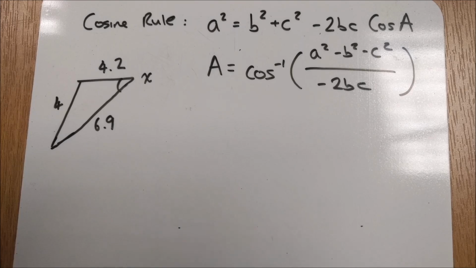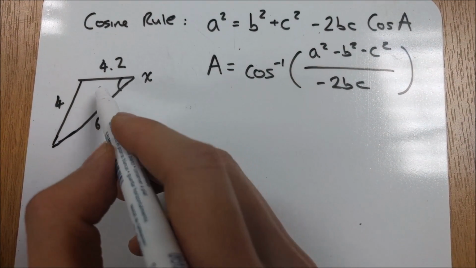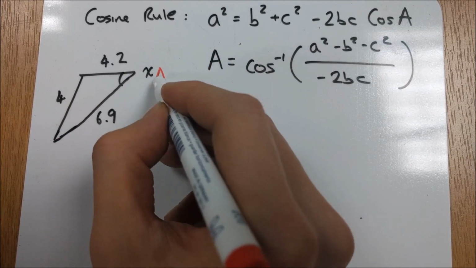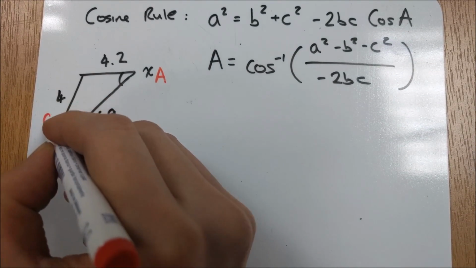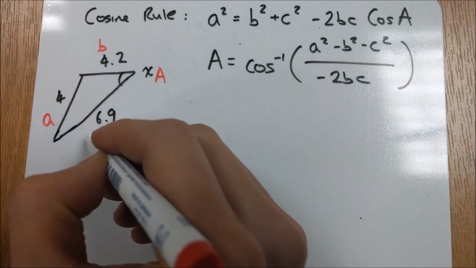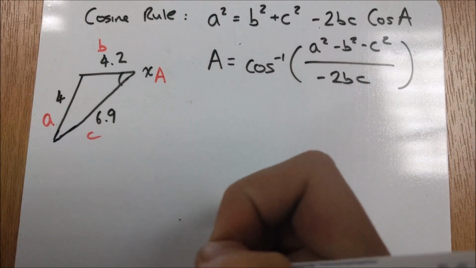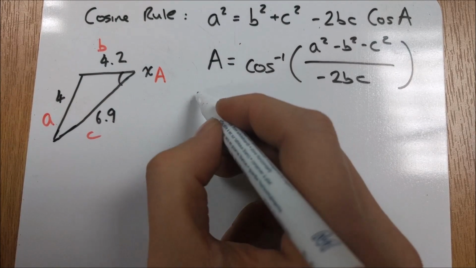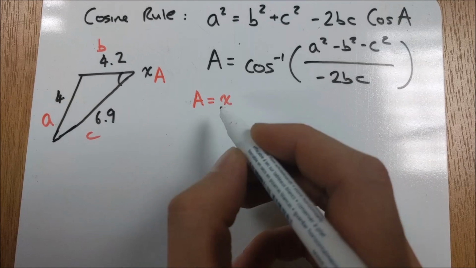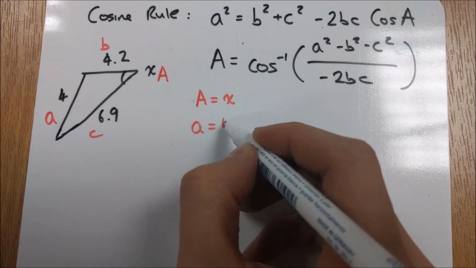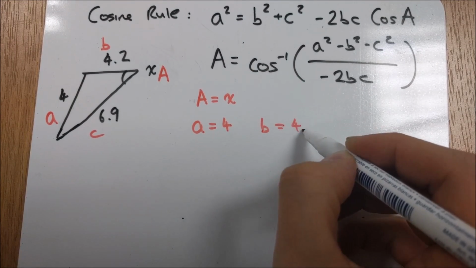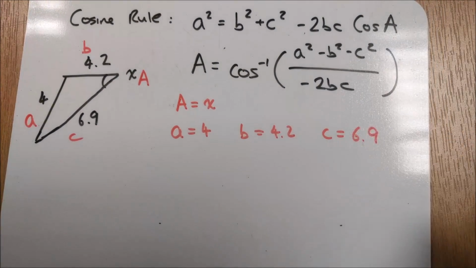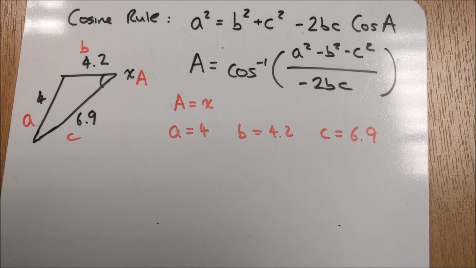Again, the same steps apply. We're going to label a triangle. Because the cosine rule only has 1 angle, the angle will be labeled capital A. So this will be capital A, which makes this opposite side small a, and the 2 other sides b and c. Again, doesn't matter which way you label b and c. Once we have labeled the triangle, we're going to write out these values. So my capital A is my unknown x, my small a is 4, my small b is 4.2, my small c is 6.9.